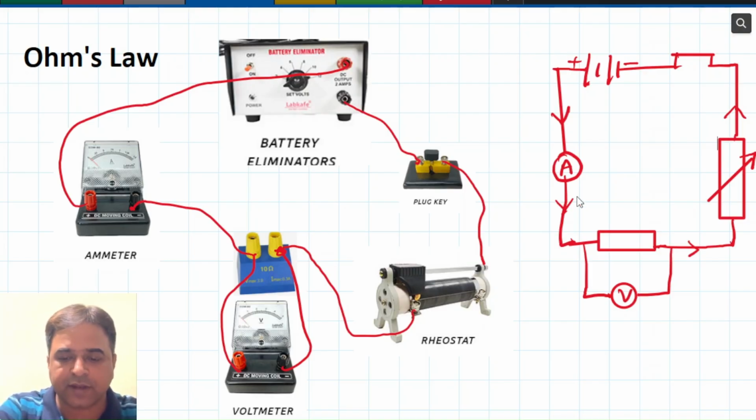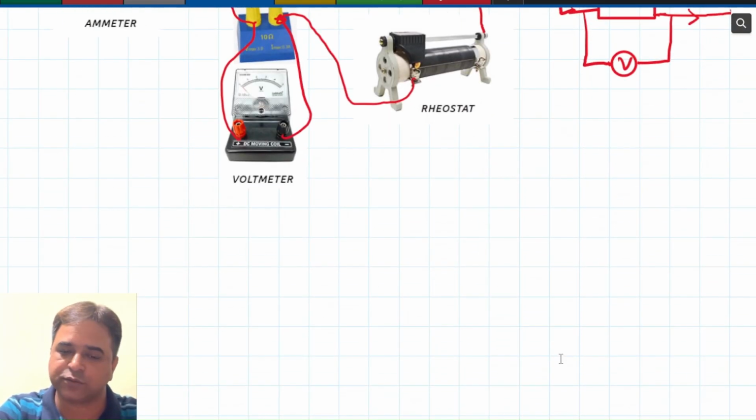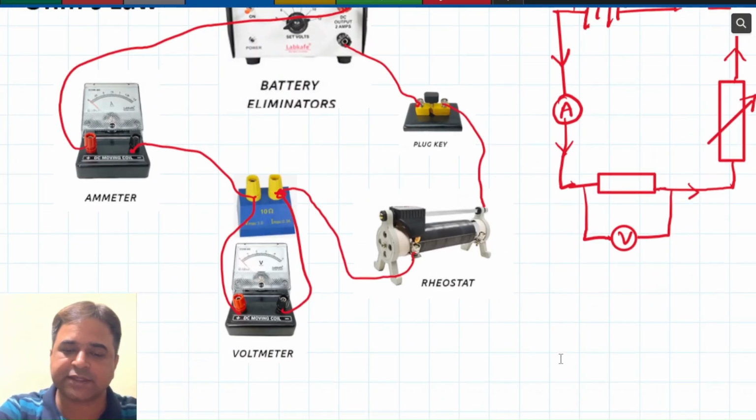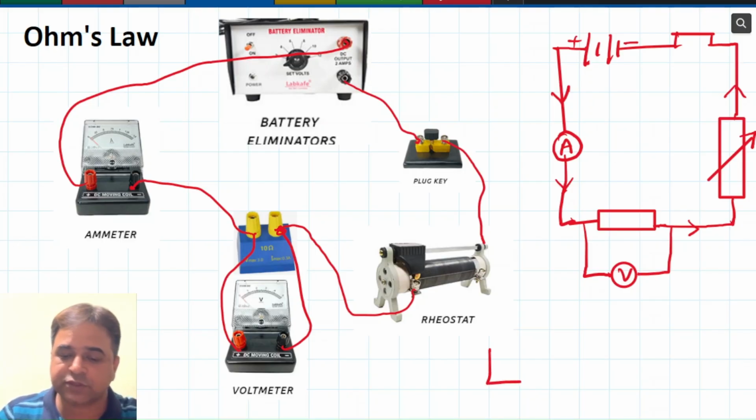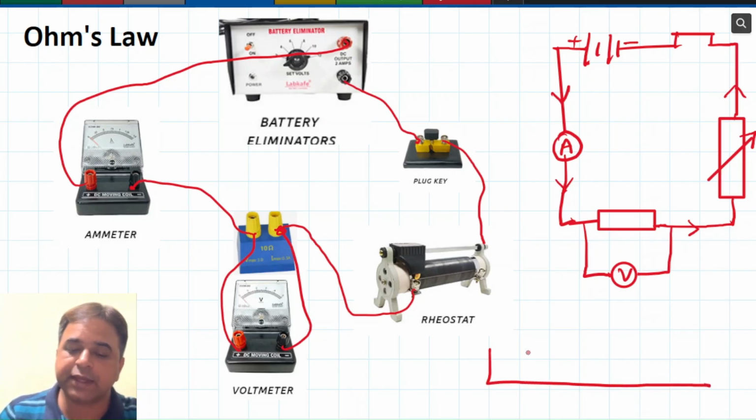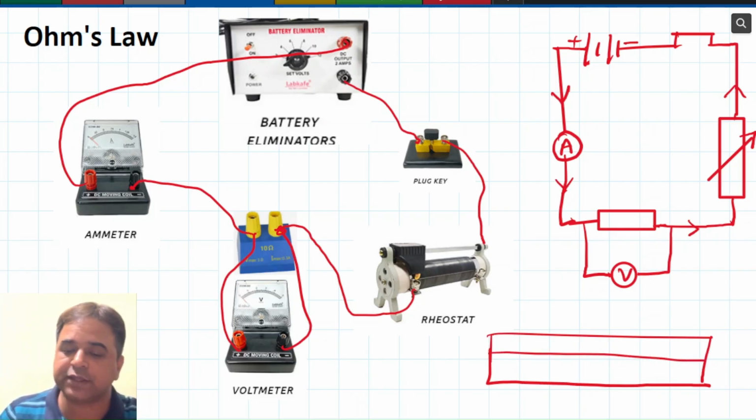Now we will do what we have to learn in Ohm's law. In this case you need to understand we will be taking two variables into consideration. One is the electric current, which you will measure with the help of ammeter. Second is voltmeter, which will give us potential difference, and with the help of rheostat or variable resistance we can control the electric current. So suppose you start taking readings of voltage and potential difference. You can control either of these.